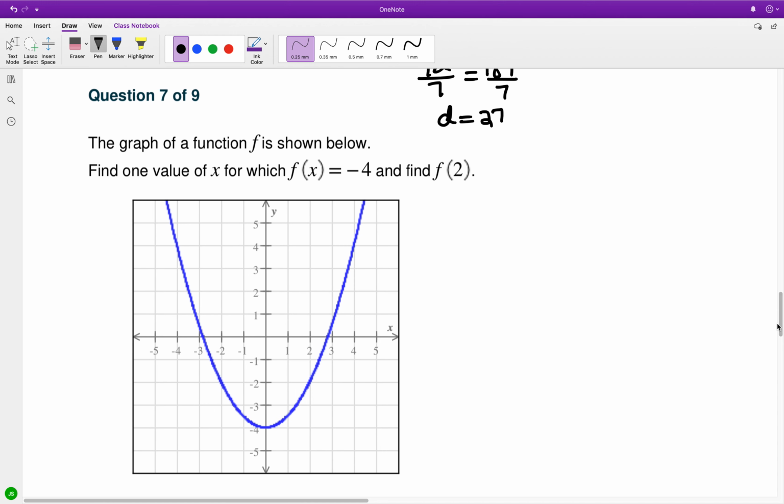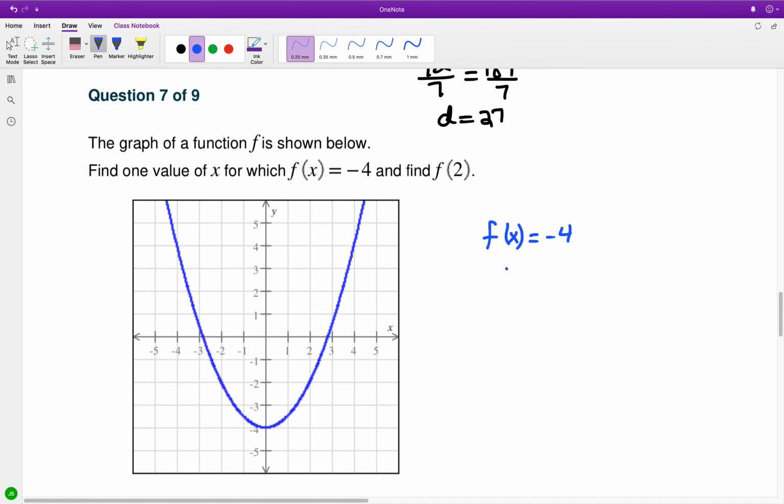And it says here that the graph of a function f is shown below. It says to find one value of x for which f of x is equal to -4, and also to find f of 2. Okay, so we have just the layout. So you have f of x is equal to -4.